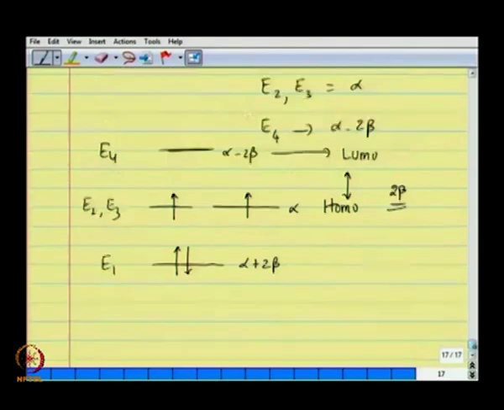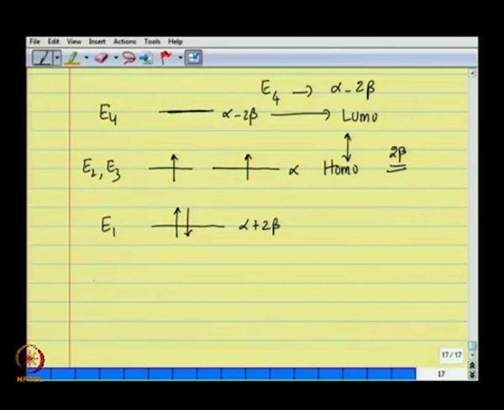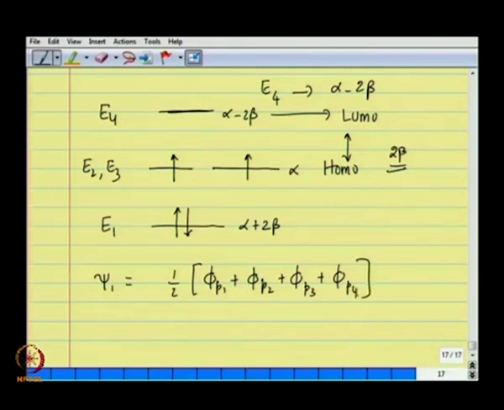What are the wave functions, the eigenfunctions for this system? Psi 1 is 1 by 2 times phi p 1 plus phi p 2 plus phi p 3 plus phi p 4, okay.